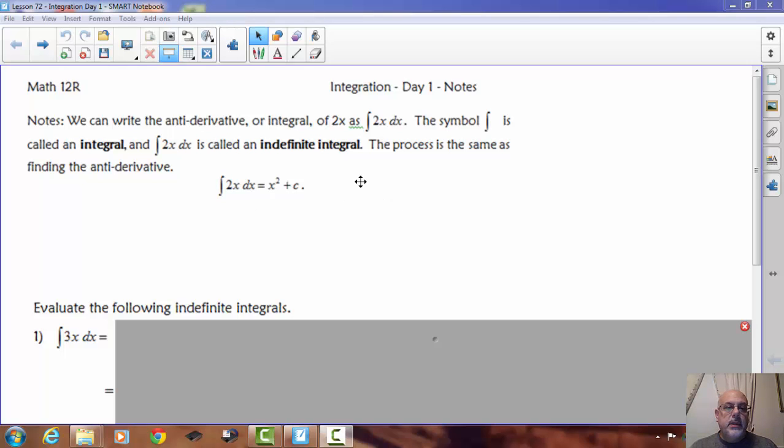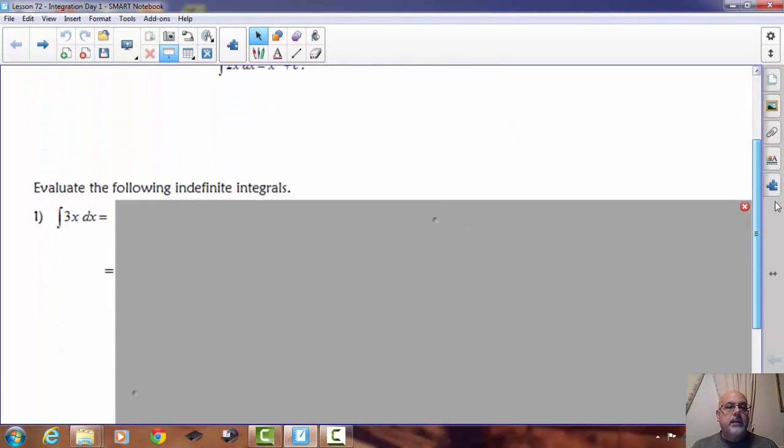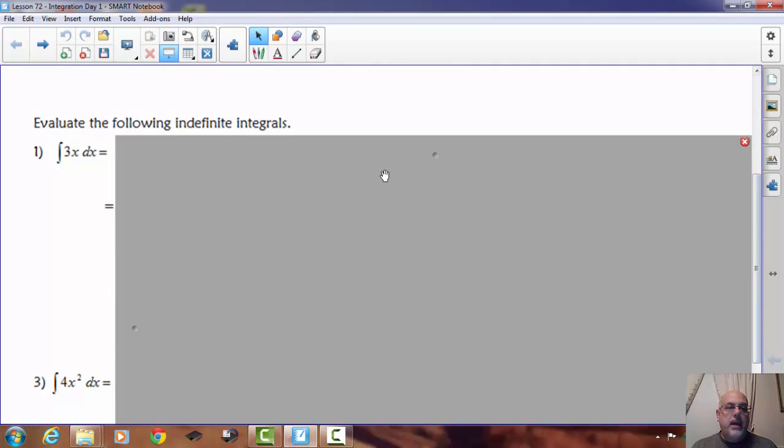The process of doing this is the same as finding the antiderivative that we've been doing, okay? So if we were to take the antiderivative of 2x, it would be x squared, and then plus c. Don't forget the plus c. So let's take a look at these indefinite integrals that we have here. We want to find the antiderivative or the integral, or we want to integrate, we can use that term as well, of 3x.